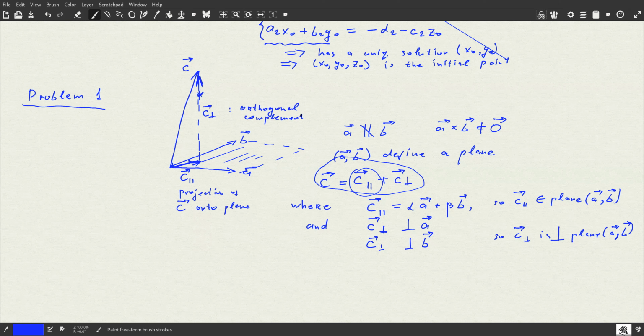What should we do? Any ideas how would we solve this problem? You can use the cross product of A and B, which is orthogonal to the plane AB. Yes. So let us consider, we will compute the vector I denoted by n, which is the cross product of A and B.